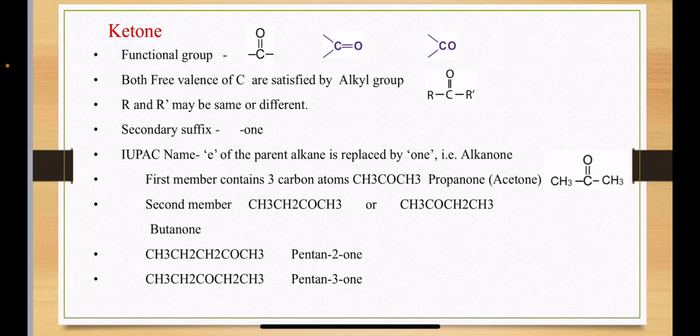So on the two sides of CO there should be at least one carbon compound, so it is CH3COCH3, which is propanone. Common name is acetone. So depending upon where the CO group is present, accordingly we can give the number to this carbon, and we can name them as pentan-2-one or pentan-3-one, likewise we can name.